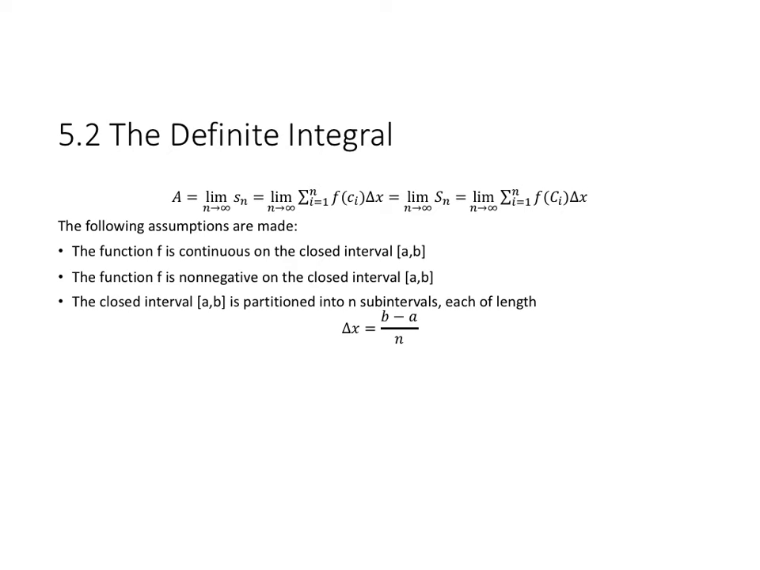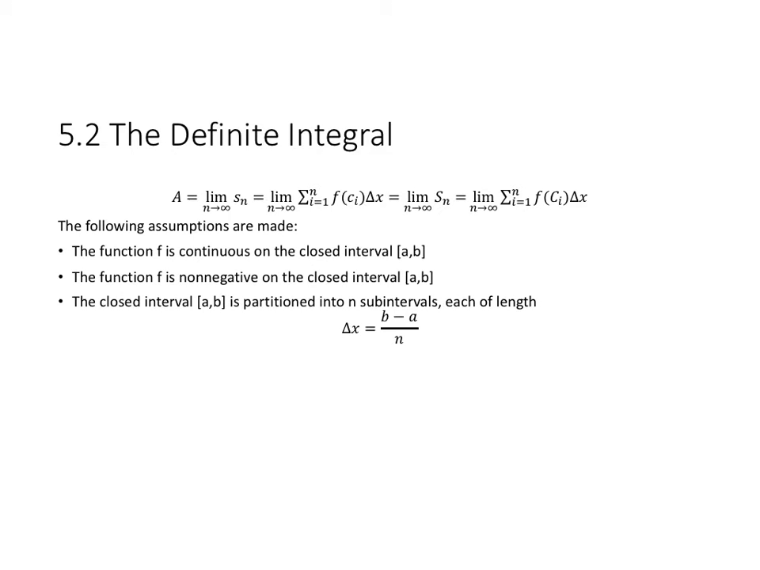The definite integral has the exact same definition of what we've been talking about in 5.1. It's the area as the limit as n goes to infinity of the summation, which is the sum of all the areas of all the rectangles. And we're going to take that limit as the number of partitions goes to infinity. So that means that we're going to have an infinite amount of rectangles underneath the curve.